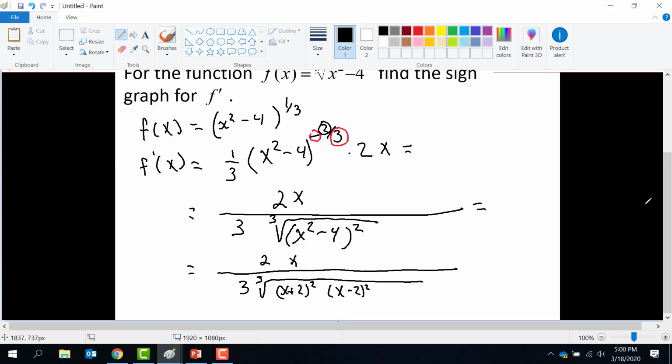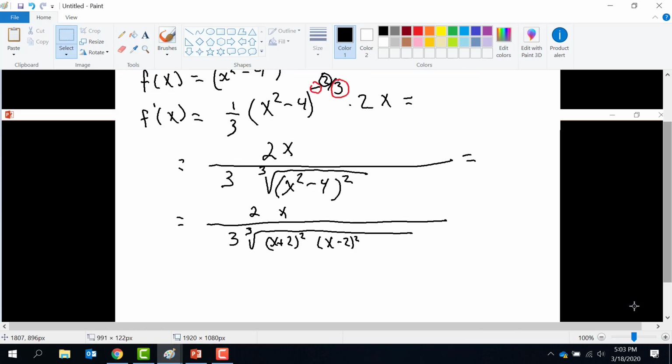And so now we are ready to make the sign chart, right? And so for the sign chart for our derivative function, the critical numbers are the numbers that make the derivative 0 or undefined. And so then they will be made 0 at 0, and they will be made undefined at -2 and 2. And those numbers come from this right here.